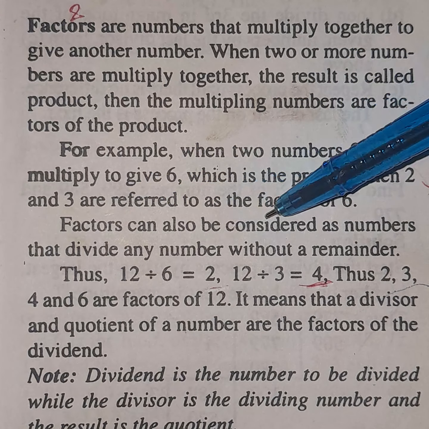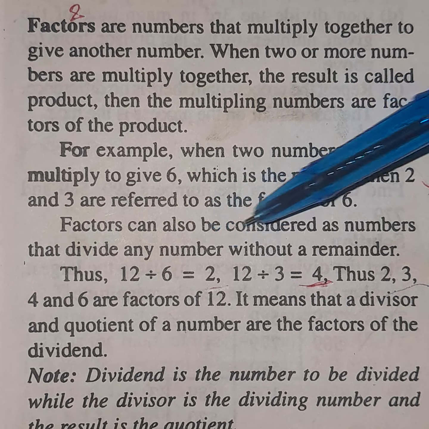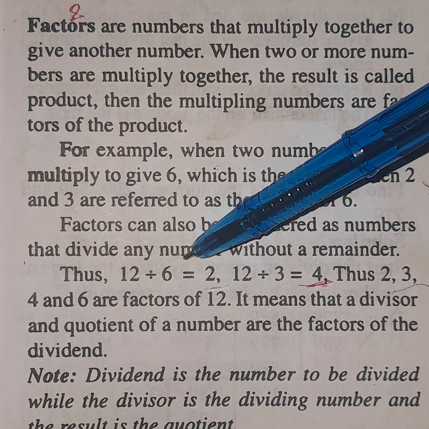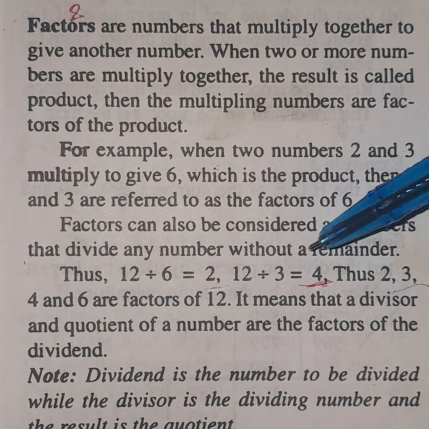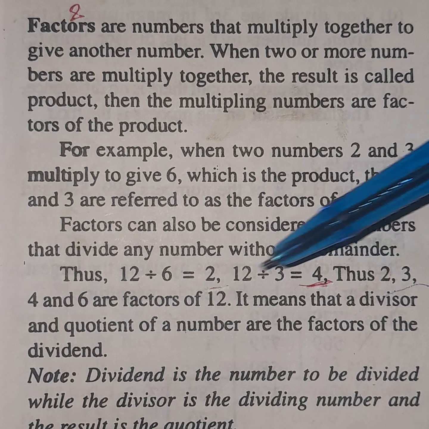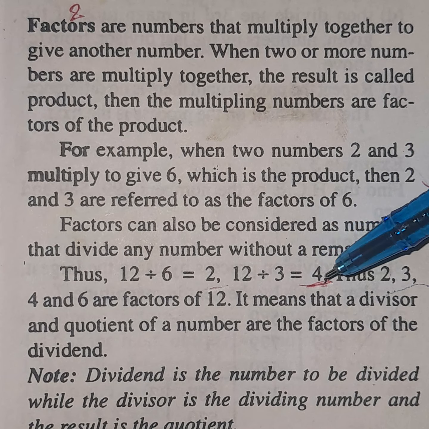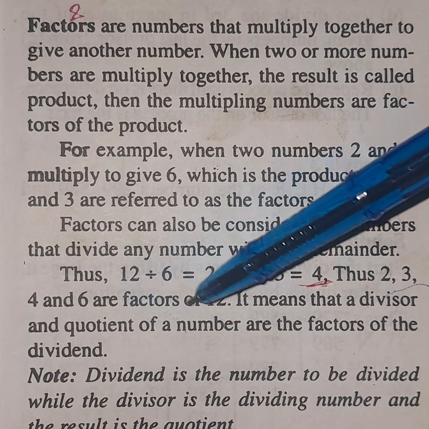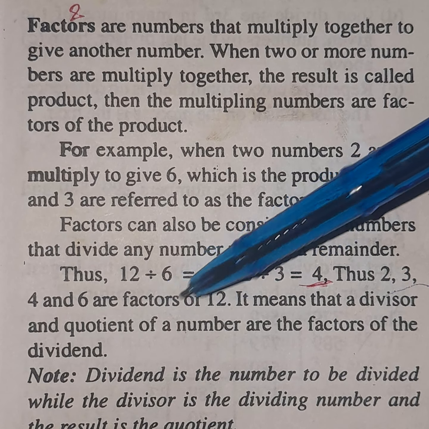Factors can also be considered as numbers that divide any number without a remainder. Thus, 12 divided by 6 equals 2. 12 divided by 3 equals 4. Thus, 2, 3, 4, and 6 are factors of 12. It means that a divisor and quotient of a number are the factors of the dividend.